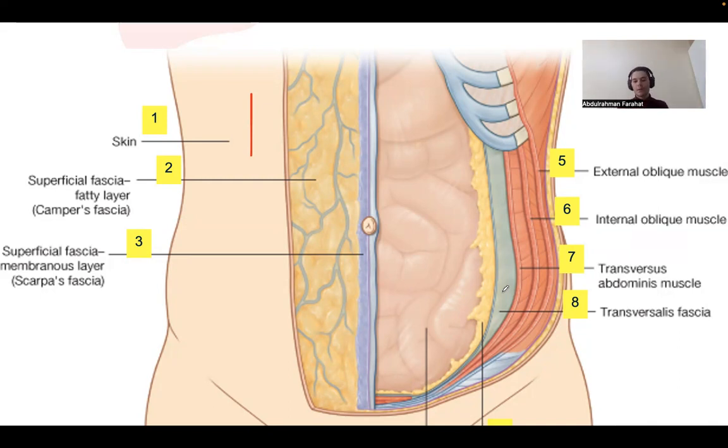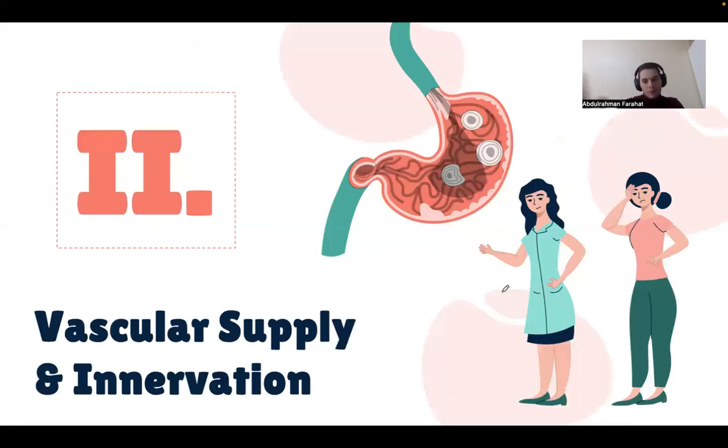Then below the deep layer, you'd have the three muscles: the external oblique, the internal oblique, and the transversus abdominis muscle. And then below the transversus abdominis, you'd have the transversalis fascia, which we'll speak about a lot in the end. And below the transversalis fascia, you'll have the extraperitoneal fat, and then the peritoneum itself covering the abdominal structures. So that's 10 layers of structures surrounding and protecting the abdomen. Okay. Now we're done with one part.